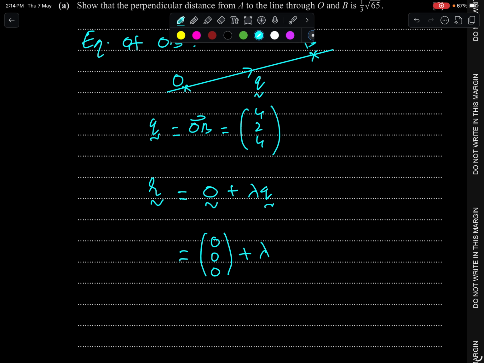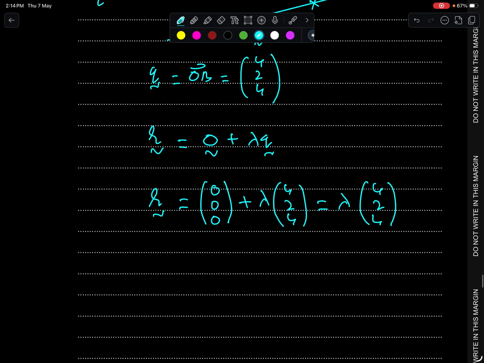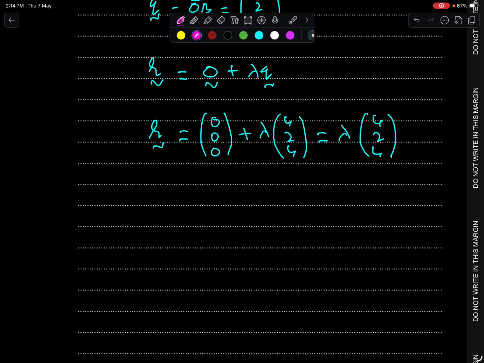Since origin is on the line, I am using origin. 4, 2, 4. Therefore, the equation is lambda (4, 2, 4). For shortest distance, we must have the equation of the line. Now, for shortest distance, make a rough sketch. If you are weak at this topic, then watch my lecture on shortest distance. It is in the live section of my YouTube channel.